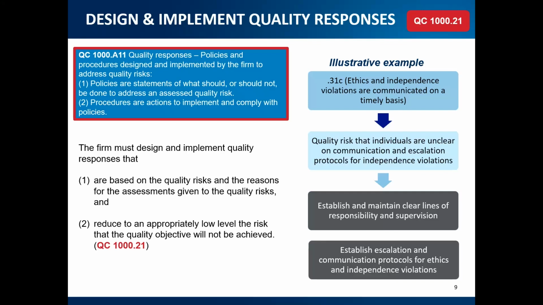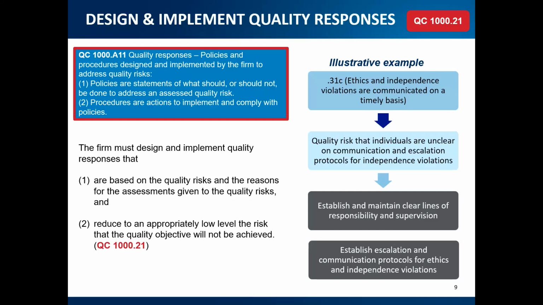In order to address the quality risk, the firm determines it necessary to design and implement an additional quality response that establishes escalation and communication protocols specifically for independence and ethics violations. This might include, for example, establishing a process or thresholds to assign severity ratings to violations that would determine how and when the violations are communicated to the individual assigned operational responsibility for the firm's compliance with ethics and independence requirements. As another example, this might include establishing an ethics and independence mailbox or hotline within the firm through which all violations must be reported and reviewed by the individual assigned operational responsibility for the firm's compliance with ethics and independence requirements.